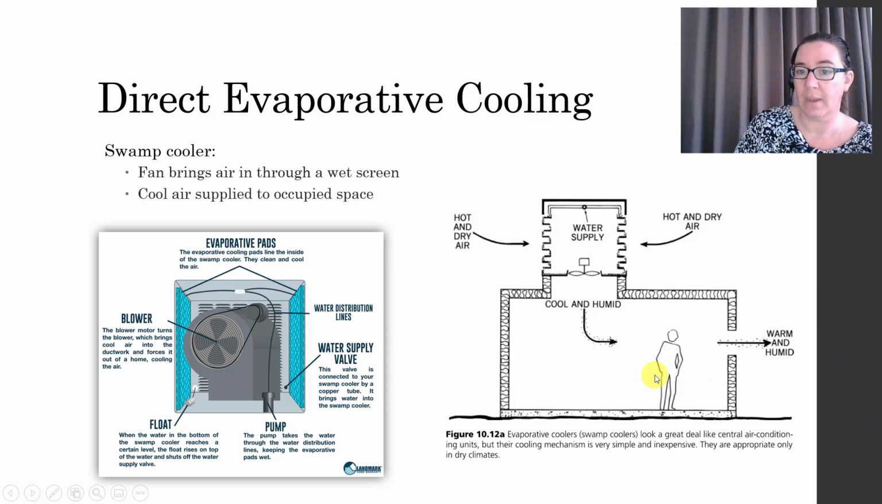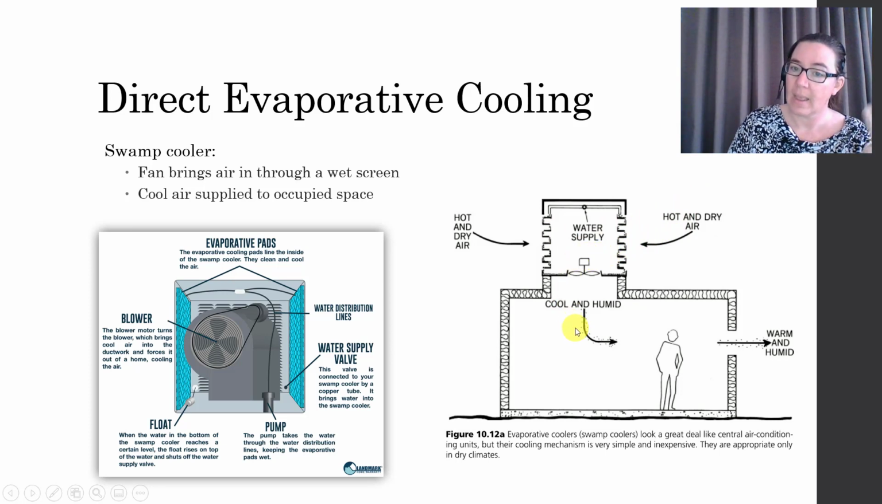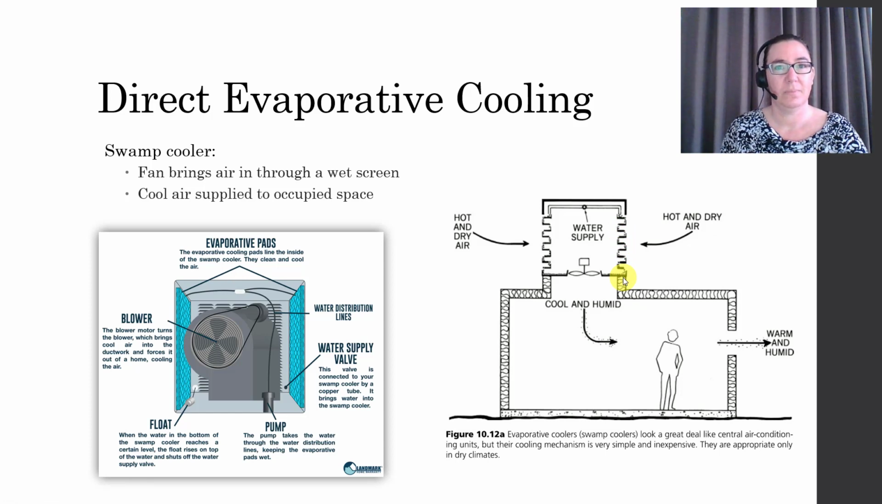Looking at this diagram over here, we see the swamp cooler up here on the roof. Here is the fan. It is sucking hot, dry air in and supplying cool, humid air into the space. You can see that this is a little water supply, a little sprayer. It is spraying water on this screen right here and keeping it wet. On the left over here, you see a little bit more complicated diagram of how a commercial swamp cooler might work. Go ahead and pause the video and make sure you understand this concept.